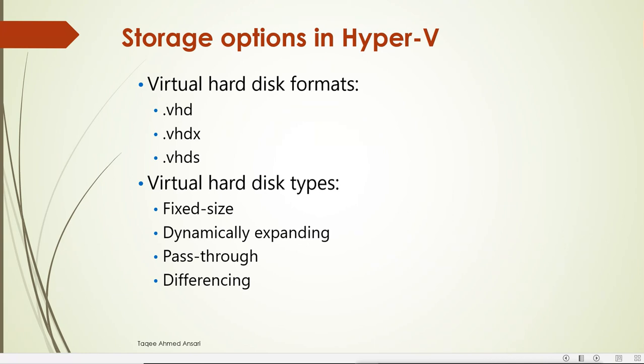We have VHD, VHDX, and VHDS. Now VHD is the normal one. We can say it is the old one. That means in previous versions of Hyper-V, it was used as a .vhd only. It has fewer features, less size of the storage. It gives less size of the storage than the VHDX, but it's supported in the previous versions and also in the latest versions of Hyper-V. So VHD is supported on all versions, latest and old versions both.